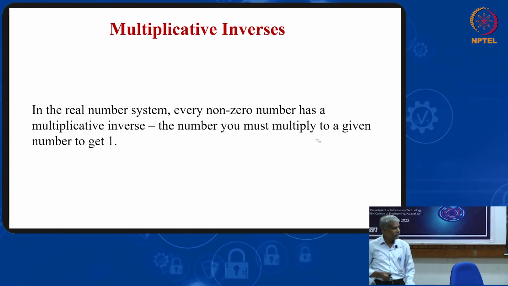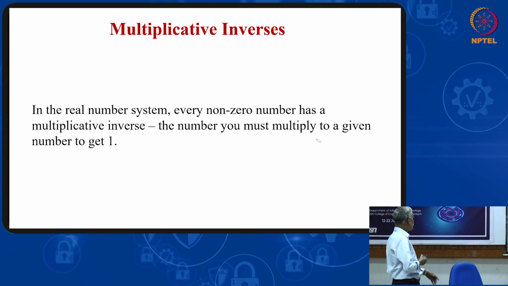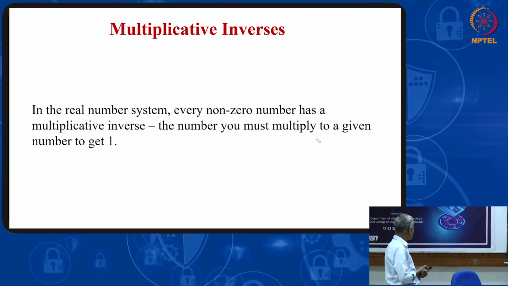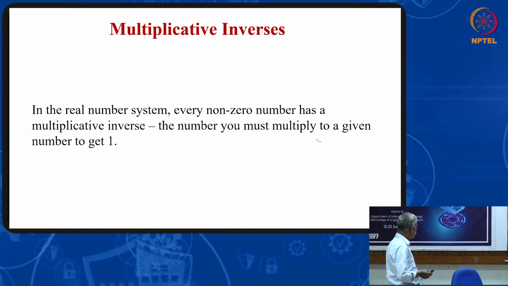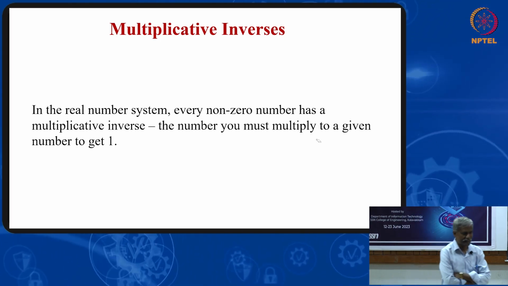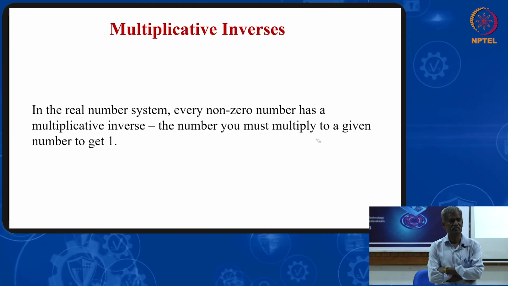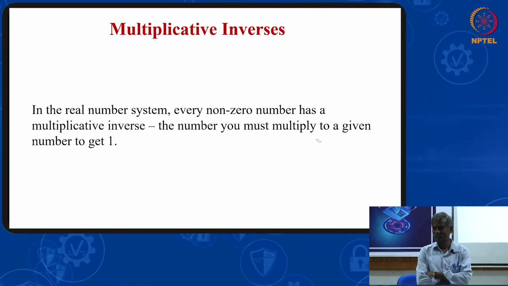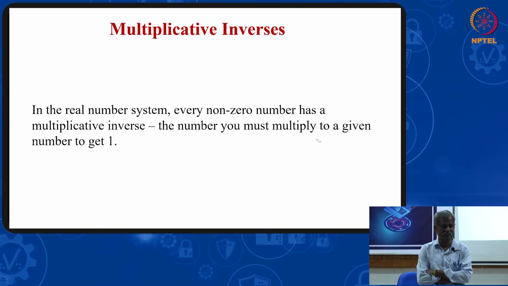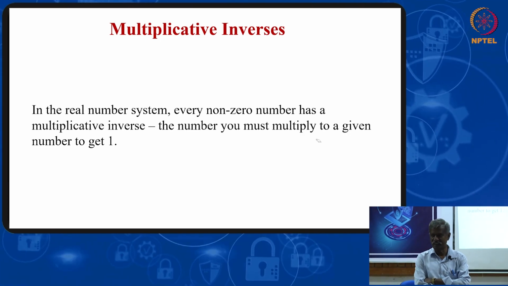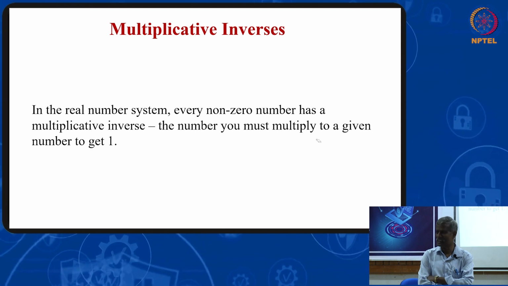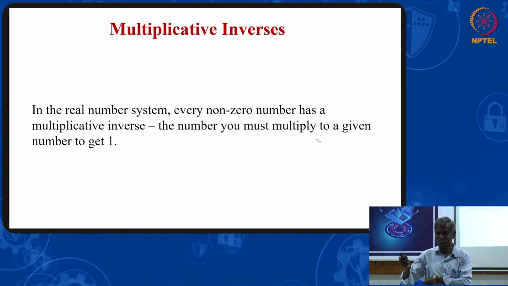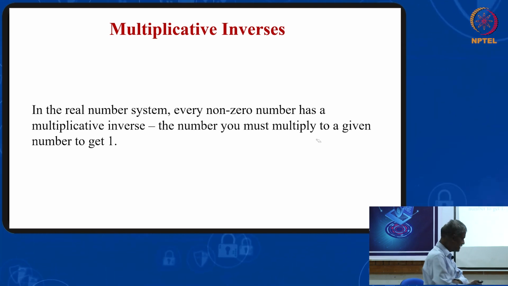So now the multiplicative inverse. In the real number system, every non-zero number has a multiplicative inverse, a number you must multiply to give 1. What is the multiplicative inverse of 5? 1 by 5. Similarly, the multiplicative inverse of 7 is 1 by 7. The additive inverse of plus 5 is minus 5. So you understand the difference between additive inverse and multiplicative inverse.